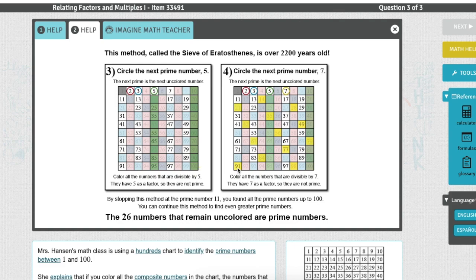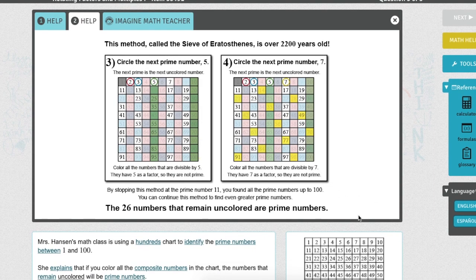And if we were to keep going, we could do 11 as well. So that would be 22, 33, 44, 55, 66, 77, 88, 99, which are all colored in anyway. You could do 13 as well. 13 times 2 is 26, but that's also even, so that was taken care of, and so on.